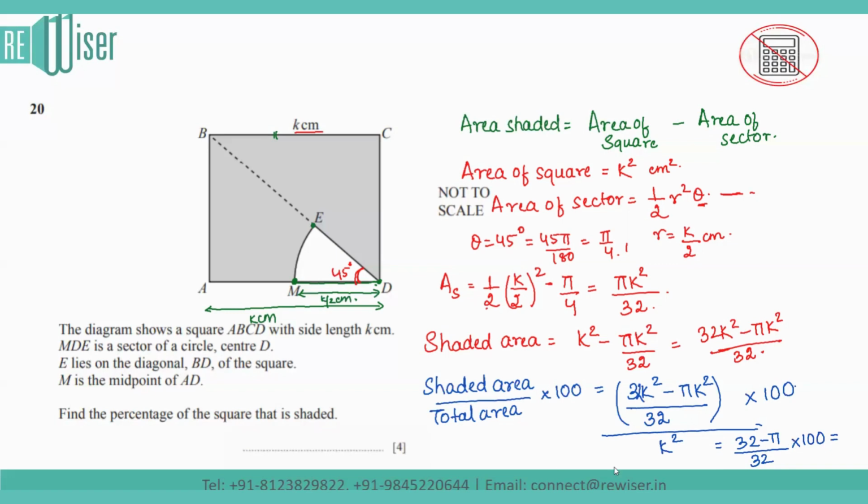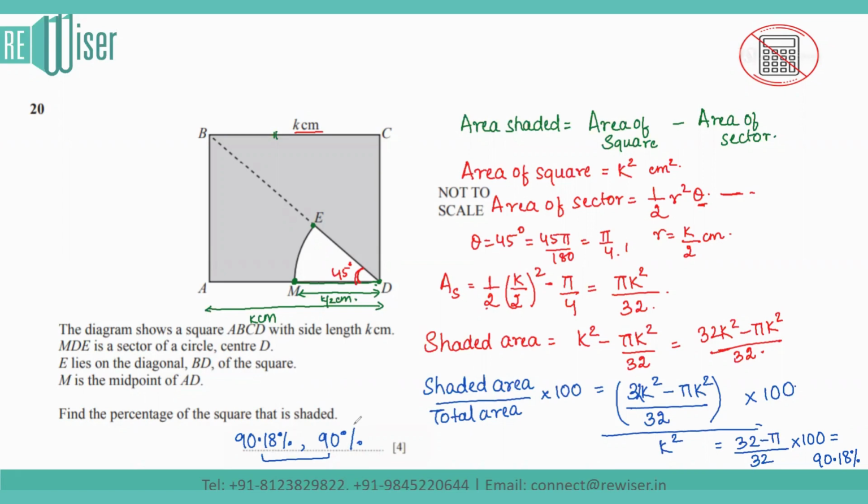Therefore, using the calculator, we get the answer to be 90.18%. So the correct answer to this is 90.18 percent. This can also be approximated to 90%. So both the values are acceptable, either 90.18 or 90%.